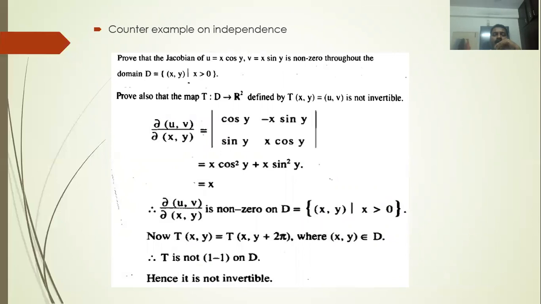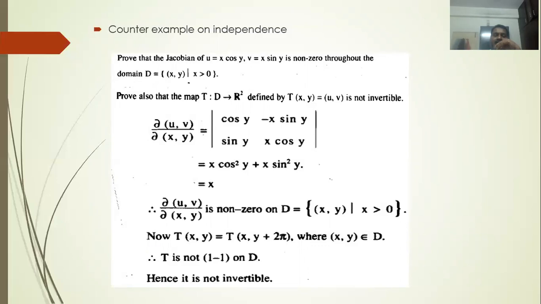Right. Take another example. u equals x cos y, v equals x sin y. Domain is the set of all points x, y where x is greater than 0. Now we want to know whether u and v are functionally dependent. So J of u, v by x, y equals ux, uy and vx, vy. That is equal to cos y, minus x sin y and sin y, x cos y. That is x cos square y plus x sin square y. That is equal to x.